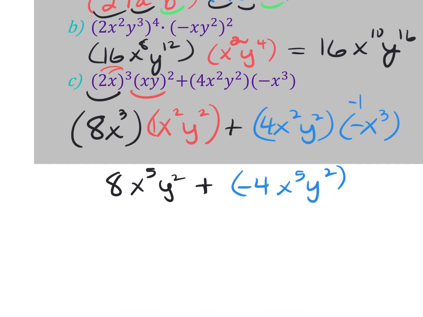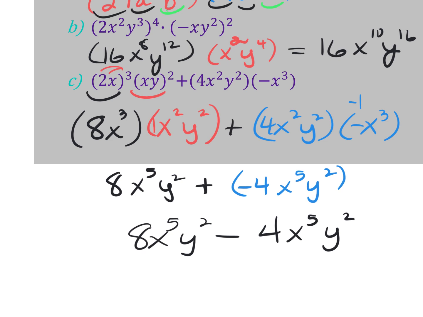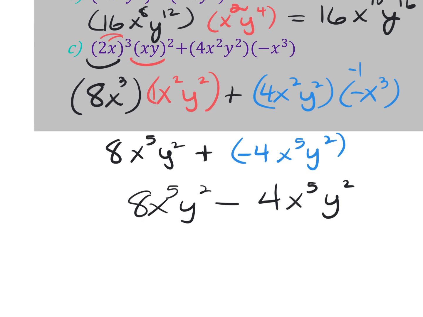Now, if you would have rather just written this as x to the 5th, y squared, minus, because that 4 was negative, you can do that. These are like terms. The x and the y have exactly the same exponent. So now I'm just going to subtract the coefficients. And I'm done. Last slide.